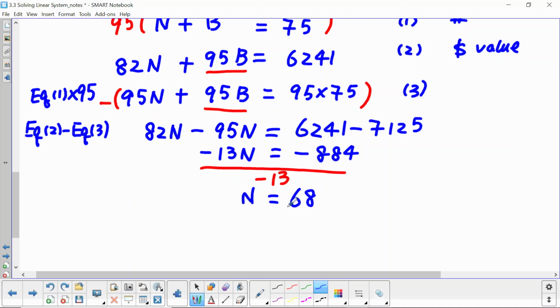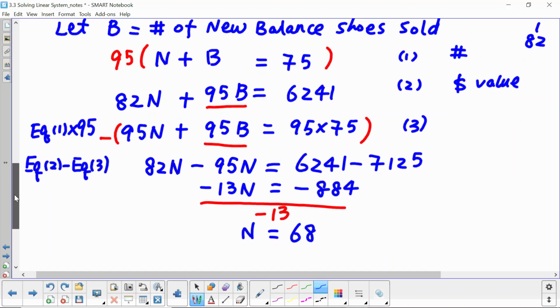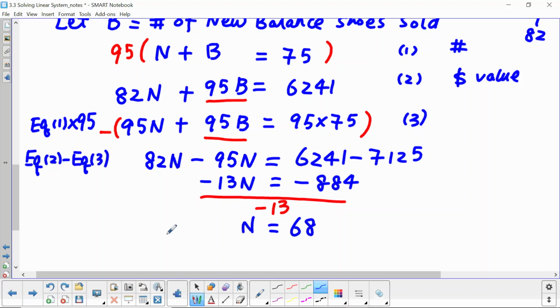So 68 pairs of Nike shoes. Then we are going to have one substitution. We need to find the b value. So sub n equals 68 into, you have 4 equations. So substitute n equals 68 into which equation? 3 equation. Okay, 3 equation. Which one will be easier for you to solve for b? So equation 1 will be easier.